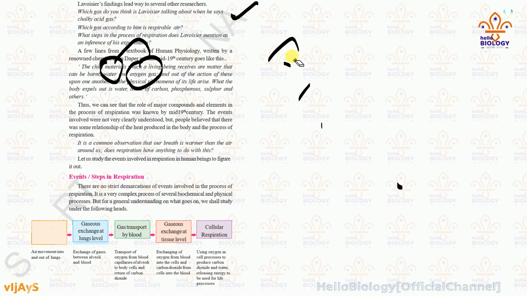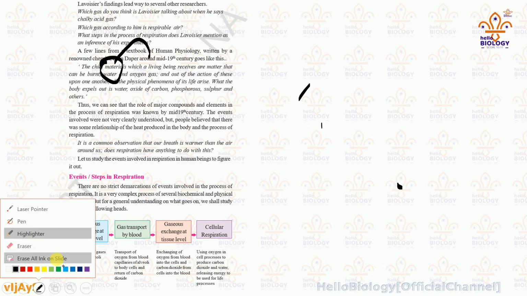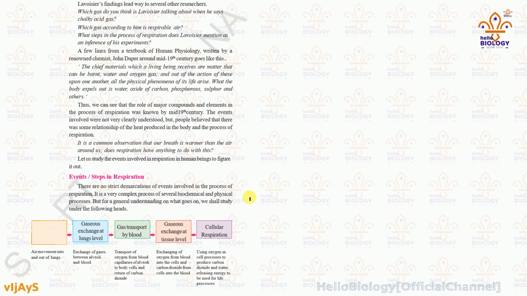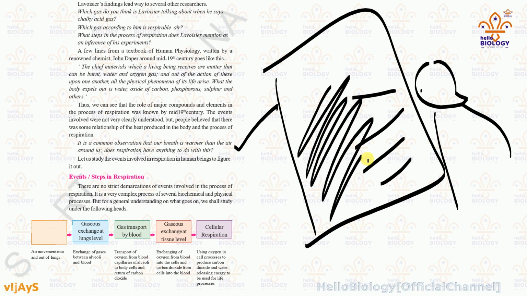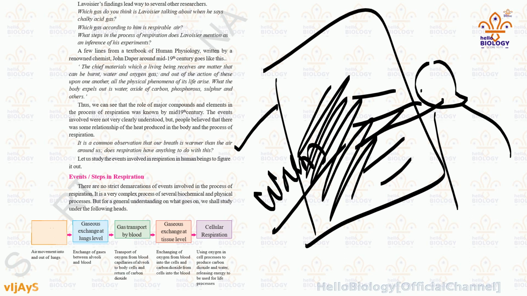After that we have some important tasks. It is a common observation that our breath is warmer than the air around us. Does respiration have anything to do with this? For example, if you stand in front of a mirror and blow air onto it, fog appears. That fog appears only due to the warm air coming out from our nose or mouth. So how does that warm air come from our body?